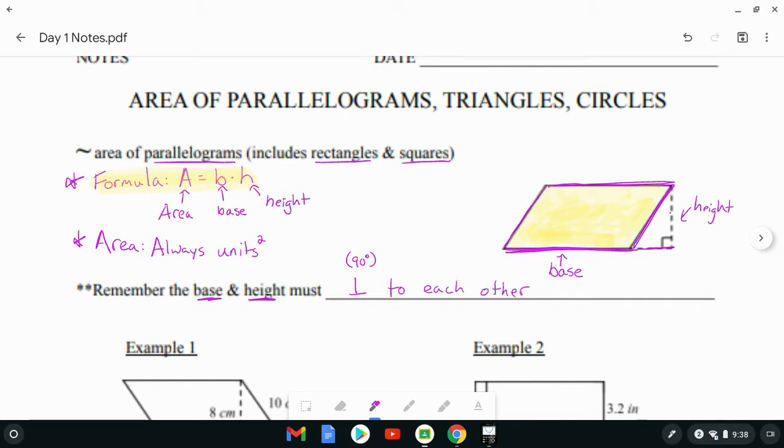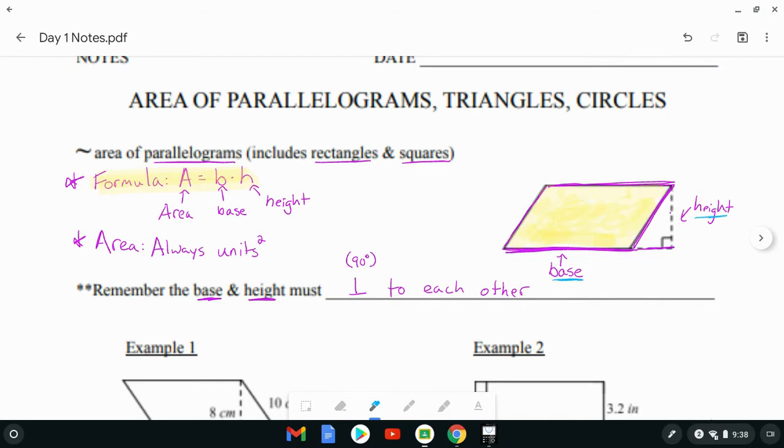The reason we point this out is one common mistake is students will use this as the base, and then they will mark this other side, the side next to it, as the height. Well, if you notice, it does not create a 90-degree angle, so we're not allowed to do that. Be careful with that. So we got our base and height, where again, the base is one of the sides and the height is the distance from the opposite side to your base.